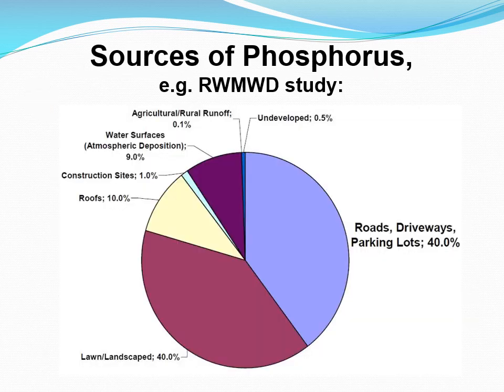Some sources of phosphorus, for example, in a study from Ramsey-Washington Metro Watershed District, you can see that quite a big chunk is from roads, driveways, and parking lots. And another big chunk is from lawn and landscaped areas. A lot of times we have compacted lawns because when the houses were built, all this machinery drove all over the place and it actually doesn't soak in water super well. So if you want to help improve that soaking in, if you are ever responsible for a lawn, you can aerate it, you can add compost. There's a lot of things that you can do to make that water soak in better.